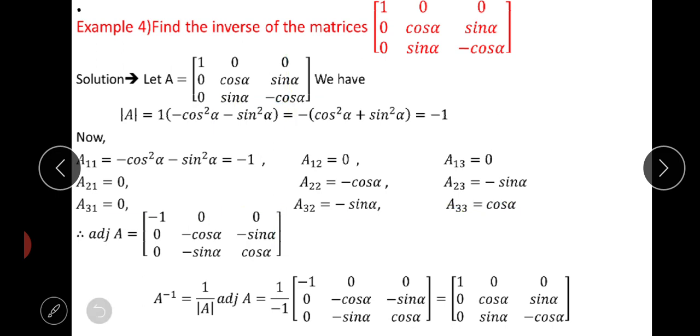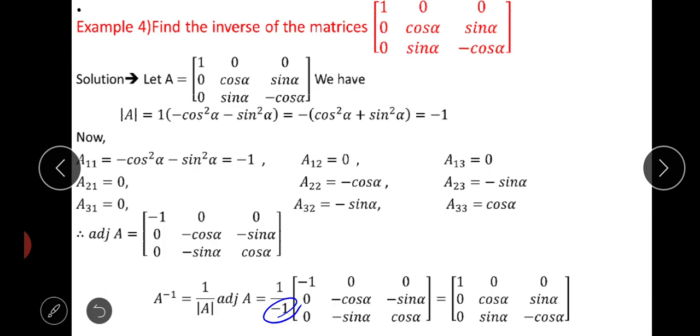1 divided by determinant of A into adjoint of A. That implies, since the determinant of A is minus 1, minus 1 into the adjoint of A, which is this matrix: minus 1, 0, 0; 0, minus cos alpha, minus sin alpha; 0, minus sin alpha, minus cos alpha. If we multiply this negative sign into the whole bracket, what will we get? Minus 1 divided by minus 1 is plus 1, 0 divided by minus 1 is 0, 0 divided by minus 1 is 0. Then minus 1 into minus cos alpha is plus cos alpha, minus 1 into minus sin alpha is plus sin alpha, minus 1 into minus sin alpha is sin alpha, minus 1 into minus cos alpha is cos alpha, and that is the solution.